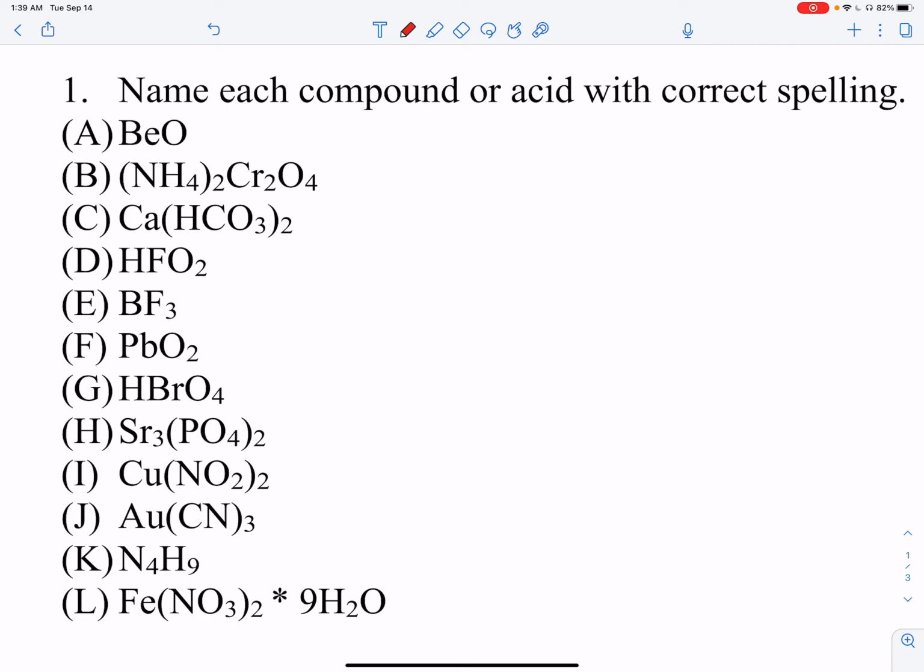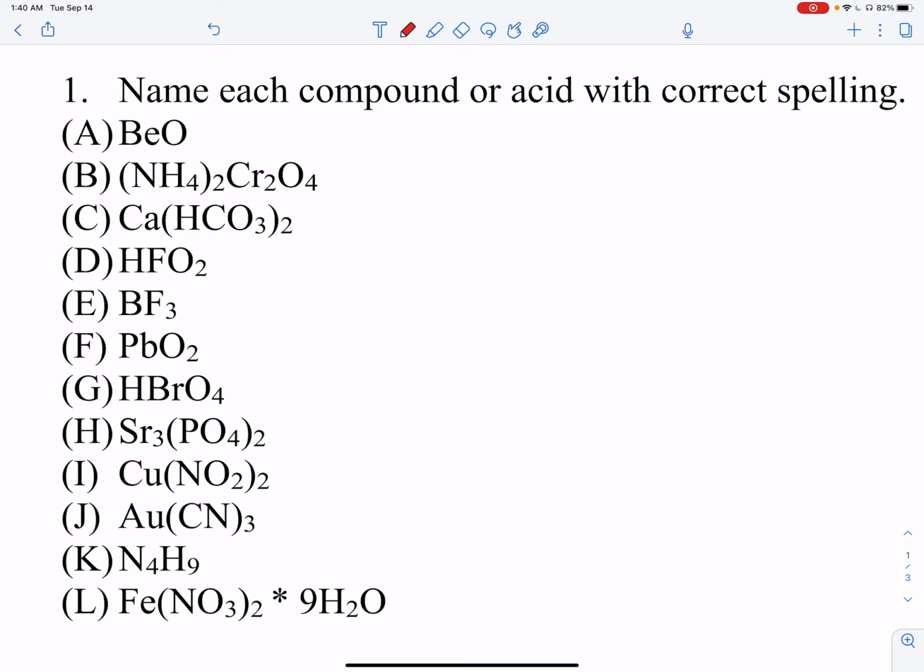So I'm going to write the compound name next to each compound here, and I'm also going to specify whether it's an ionic or a covalent bond. Another word for covalent bond is molecular bond. So those two are interchangeable, covalent and molecular, but I tend to say covalent.